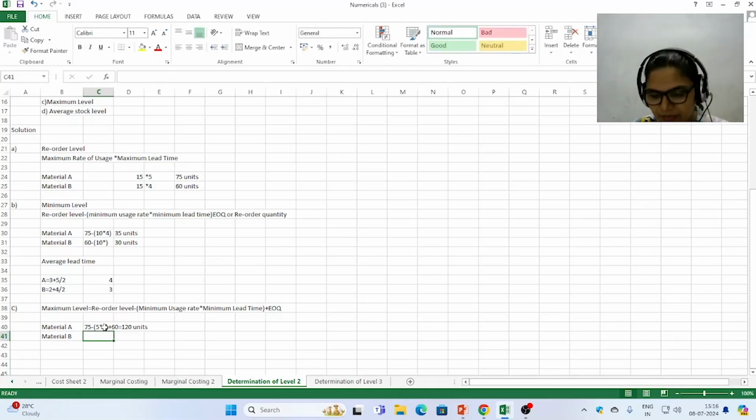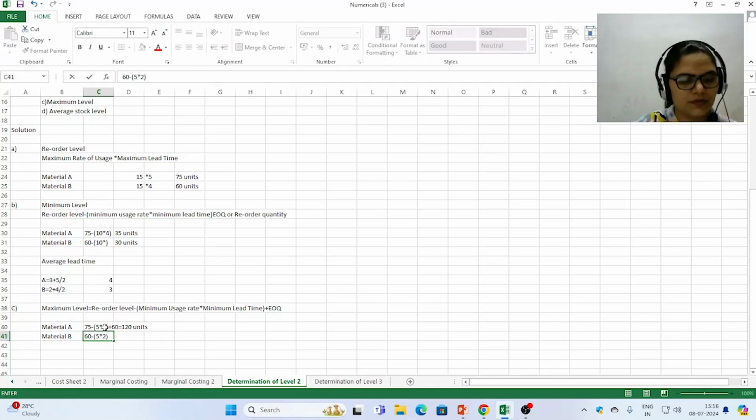Similarly, for material B, we will calculate 60 minus 5 into 2 plus 100, which is equal to 150 units.